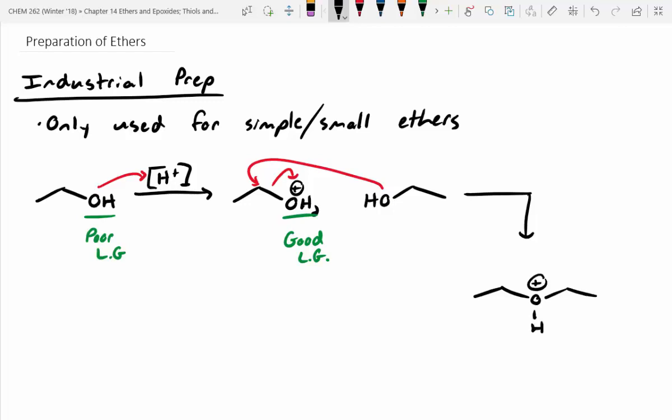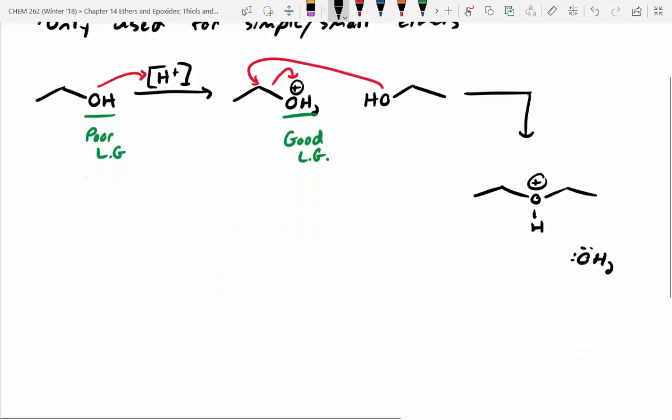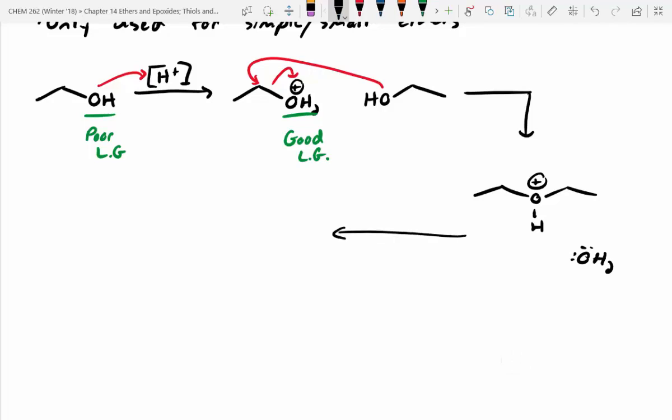It gives us this. We know water got kicked off as a leaving group. And then what do you think happens in the last step to give us our final ether? Yeah, deprotonation. And we know this can occur pretty rapidly because we've got water around. So when you do this, you can make diethyl ether. It's one of the common ethers, and you regenerate your acid.